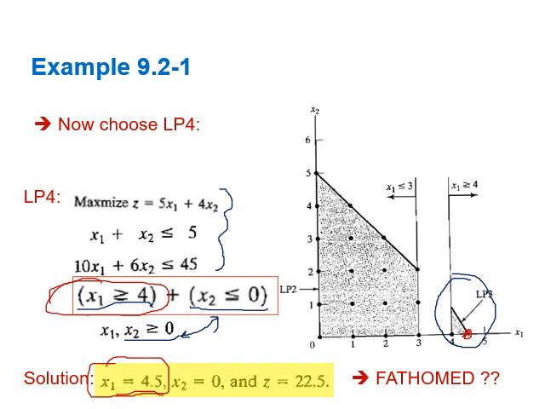It is not integer. Can we add one more constraint on x1? Yes, of course you can. You should. And now in order to branch this LP4, we will say that x1 should be less than or equal to 4 and x1 should be greater than or equal to 5 because this x1 is in between 4 and 5. Let's see how we do it.